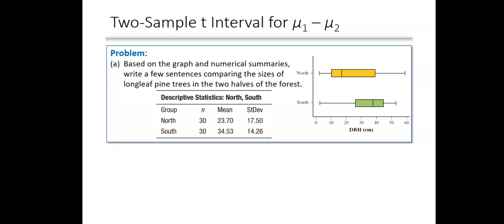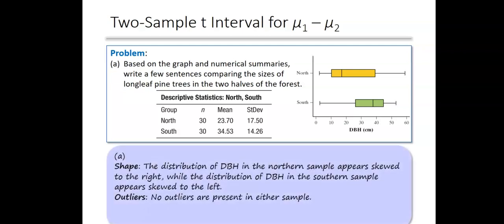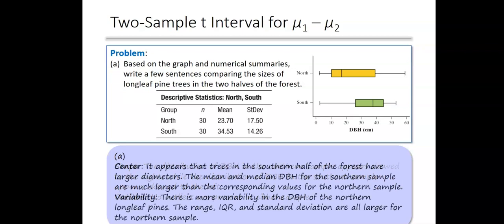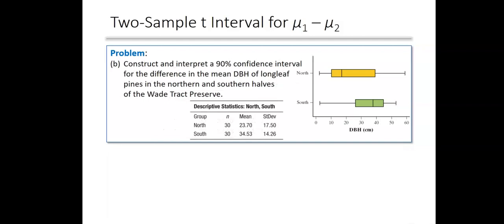Based on the graph, write a few sentences to compare the size of the trees in the two halves of the forest. Use comparative words. One is larger than the other. Like you can probably see the median of the south is greater than the median of the north. That would be a great thing to say. The standard deviation or the range of the north is greater than that of the south. So this is what they said. The north is skewed to the right, the south is skewed left. No outliers, clearly. The center, again, just like we said, and variability, just like we said.